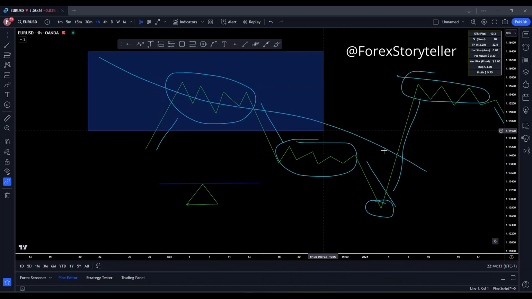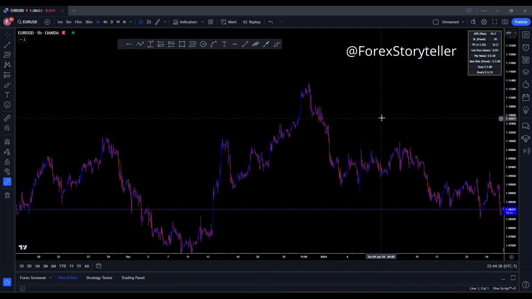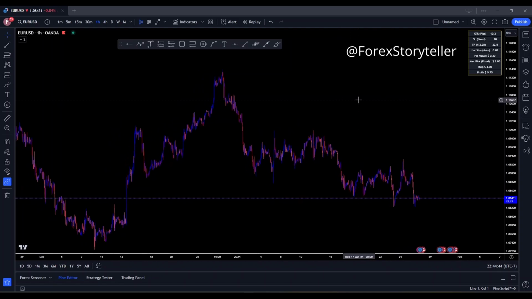Let me get rid of all that. We don't need that anymore. So right here, what I have is the most common pair that I'm usually trading, and that's the Euro USD. Right now, it's just on the hourly chart.